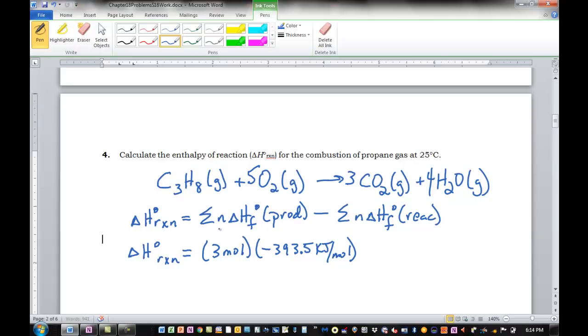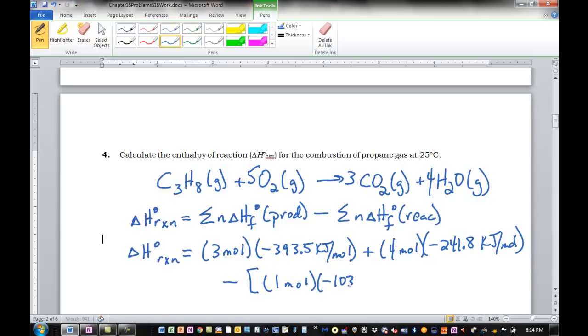So that Greek letter sigma means take the sum. 4 moles. Water was negative 241.8 kilojoules per mole. And then we subtract off the sum of the reactants. Now our reactants, we only have 1 mole of propane, and that was negative 103.85. I hope that's right. Kilojoules per mole. I will double check that in just a second. And we have 5 moles of O2.